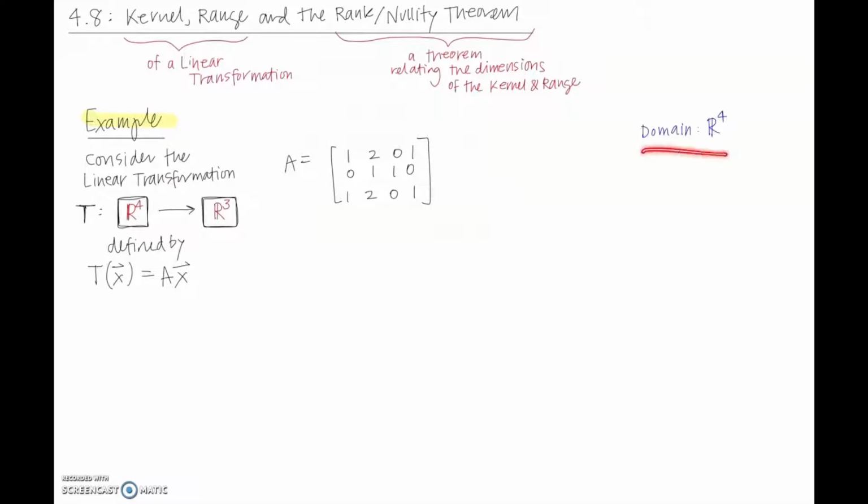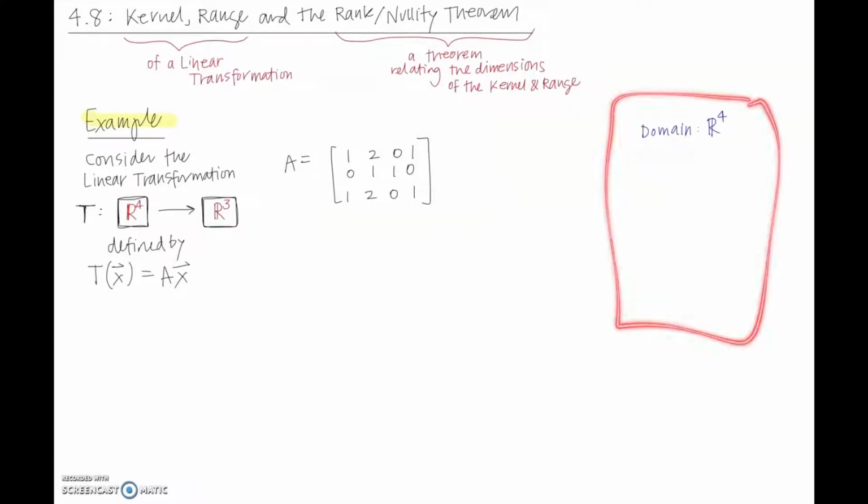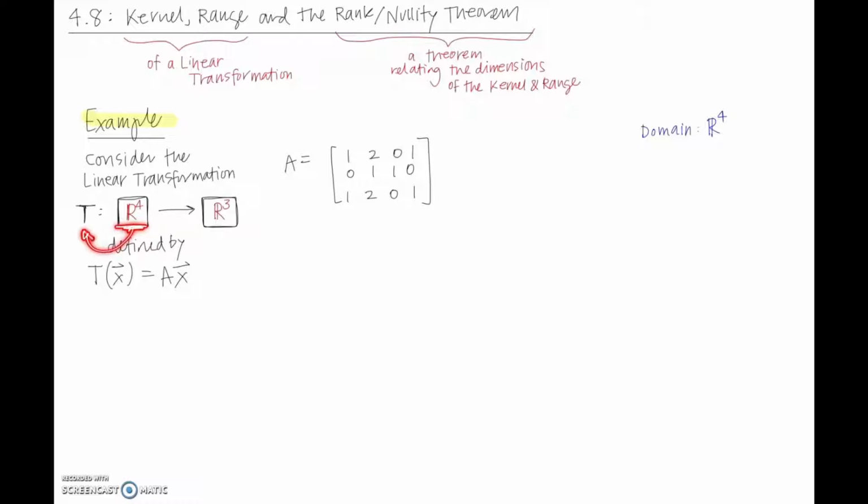Okay, I really want to keep track of what's going on here. So I want to remember that in this transformation T, our domain is R4. That's the vectors that we are putting into the transformation. And then what we call the codomain is R3. This is the vector space that the transformation is taking these vectors into.